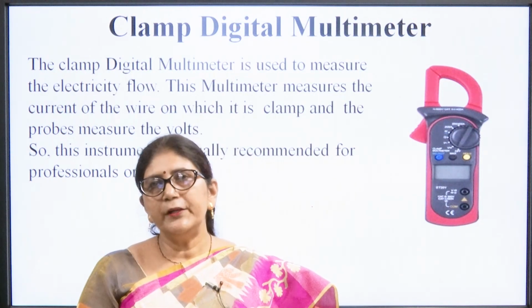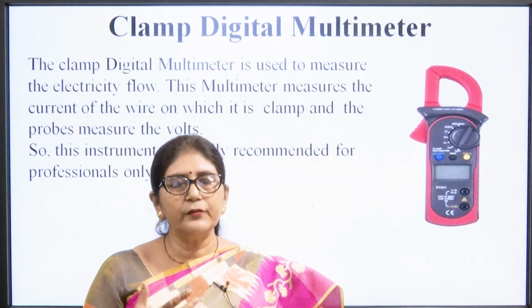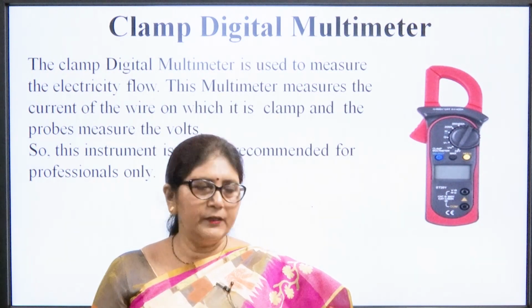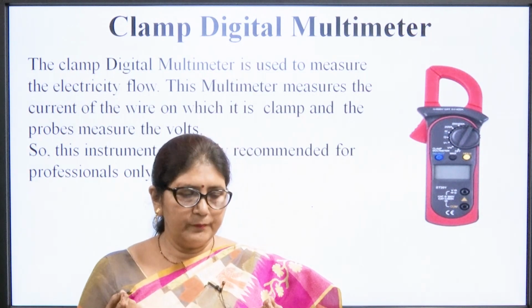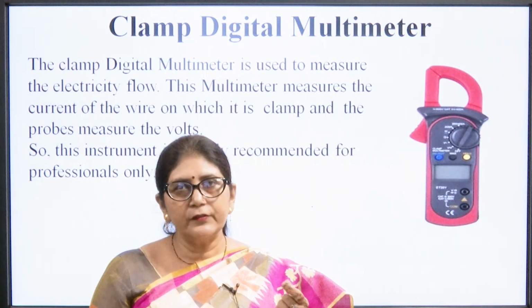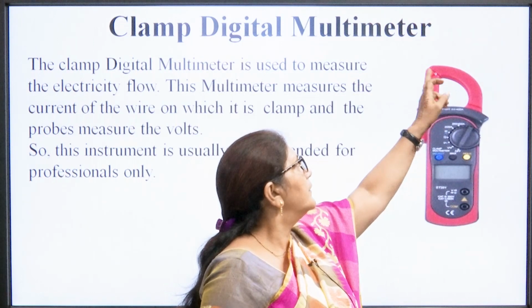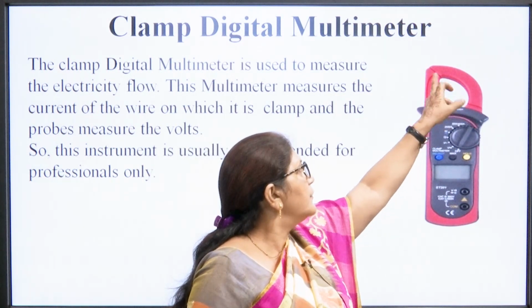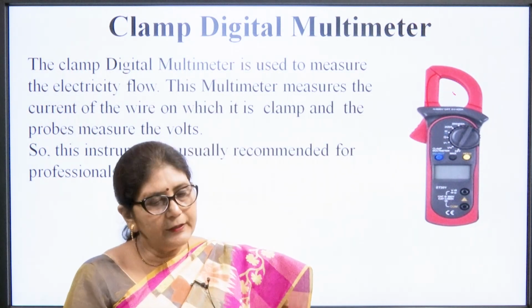Then there is the clamp digital multimeter also. If we want to measure current using any multimeter, this clamp multimeter is a very good device for that, because we do not need to break the circuit to measure the current. We put the wire between these terminals of the instrument, and it will directly measure the current.